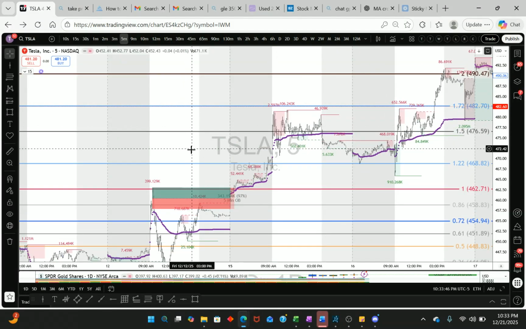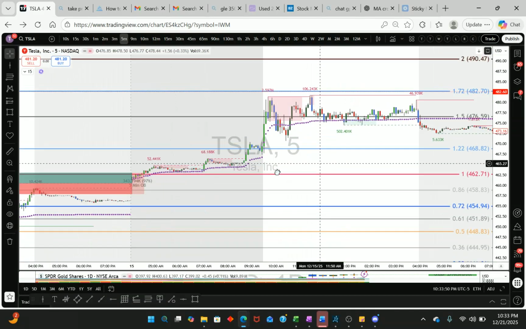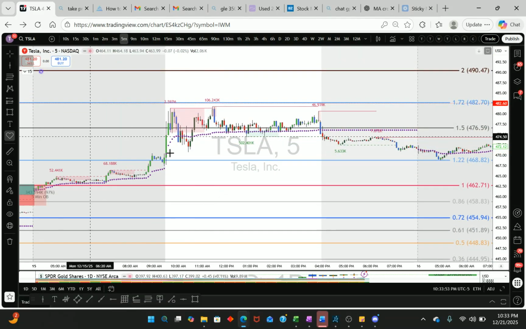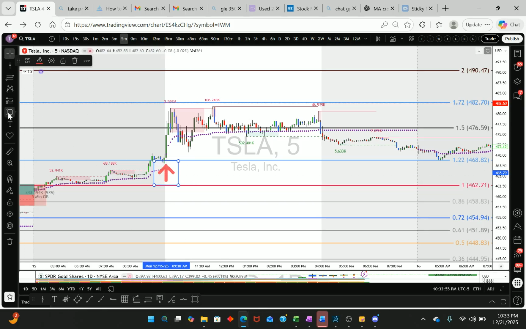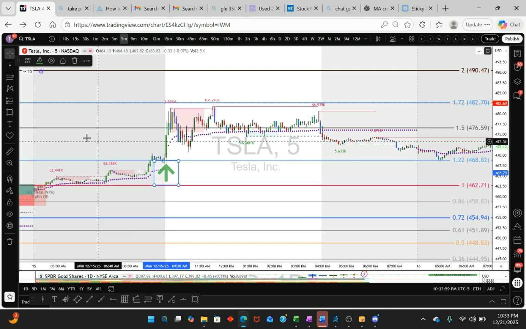If you want, I can go ahead and put some little arrows. You know how I like to do my little effects, just so you can see where to get in and get out, like a liquor store. Boop. Let's make it green for get in, and we're at 1.22.